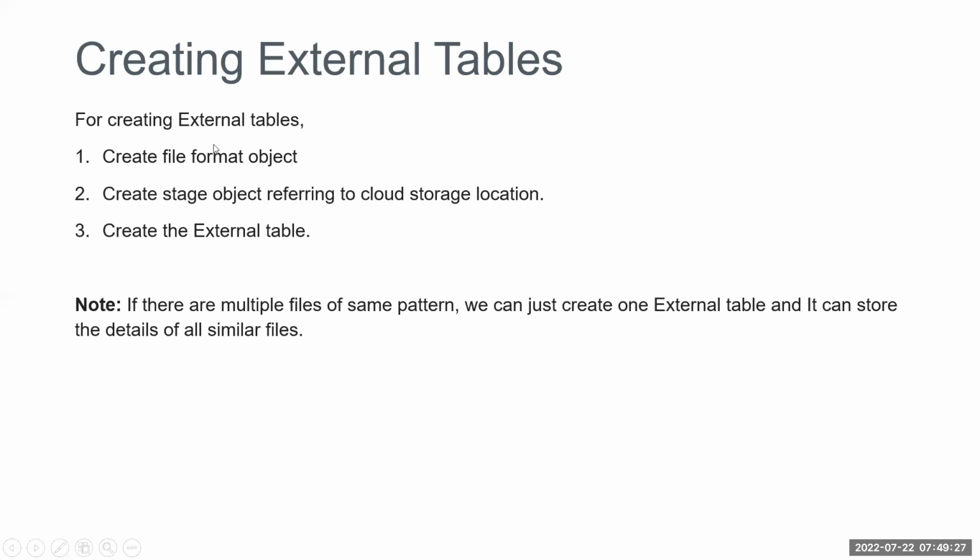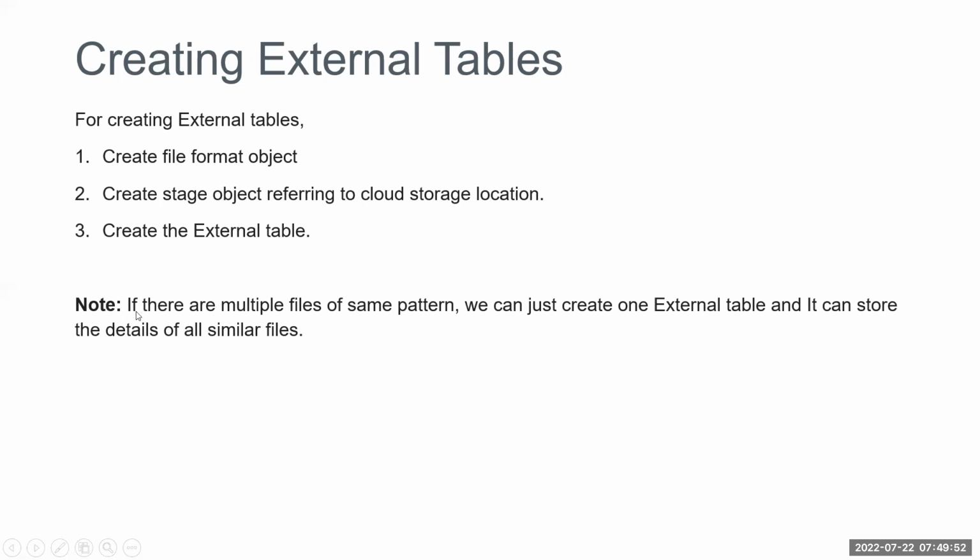So the same two steps. Then we have to create an external table. You are already aware of these two steps: how to create a file format object and how to create a stage object. By using that URL and that S3 integration, you can create the stage object. Then you can create the external table over that stage object. We'll see in practical how we do this.